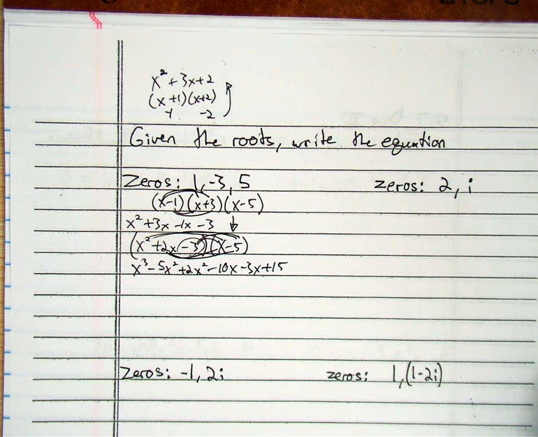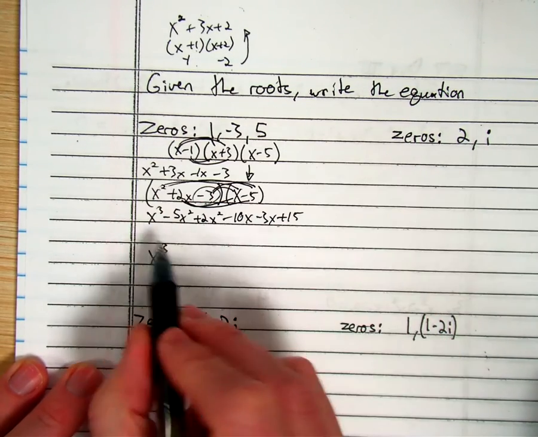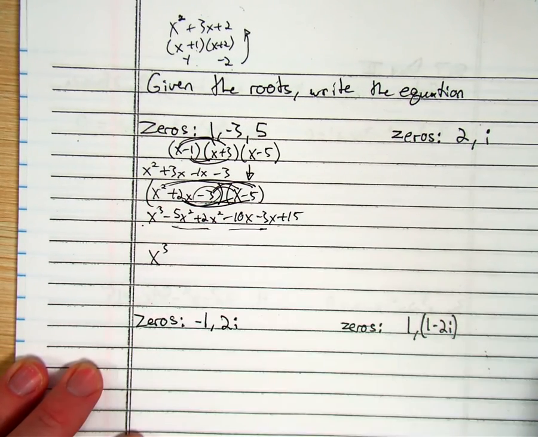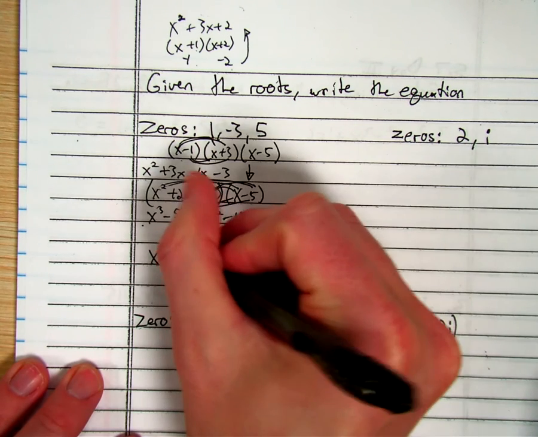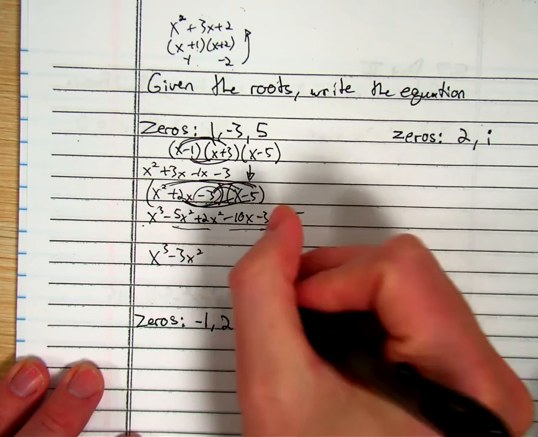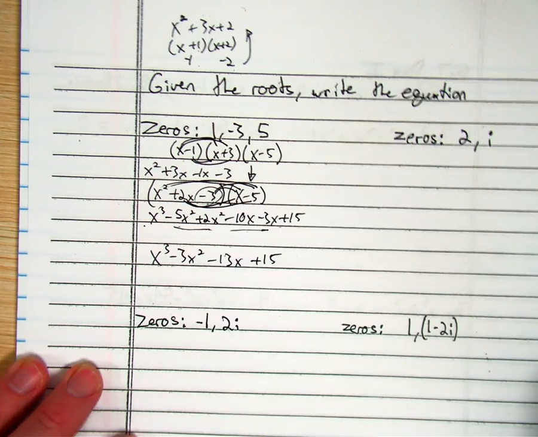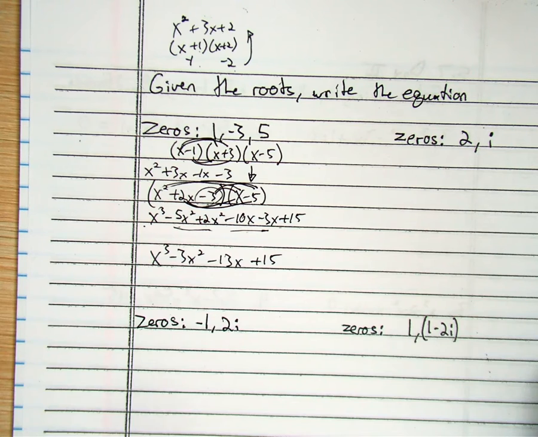And now we're looking to combine. x cubed. These are all nice because the partners are all next to each other, aren't they? -5x squared plus 2x squared is going to be minus 3x squared. -10x minus 3x, we got minus 13x and 15. And there is our original equation that would give us the zeros of 1, -3, and 5.